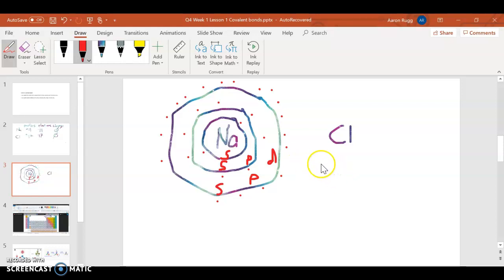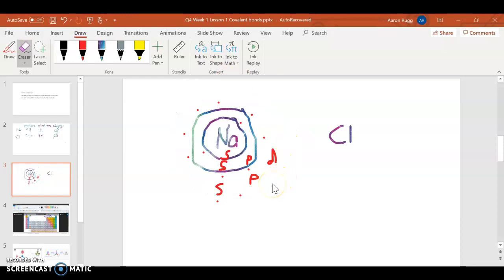Sodium has a total of 11 electrons. So let me get rid of all of these on this third ring, because that's just the maximum it can hold. And it's on the third row of the periodic table.